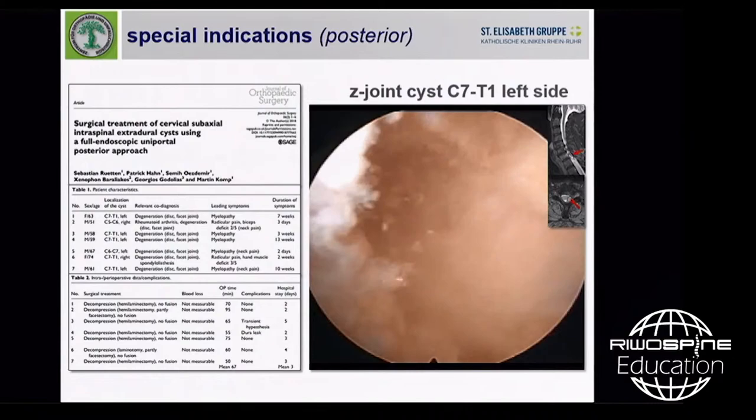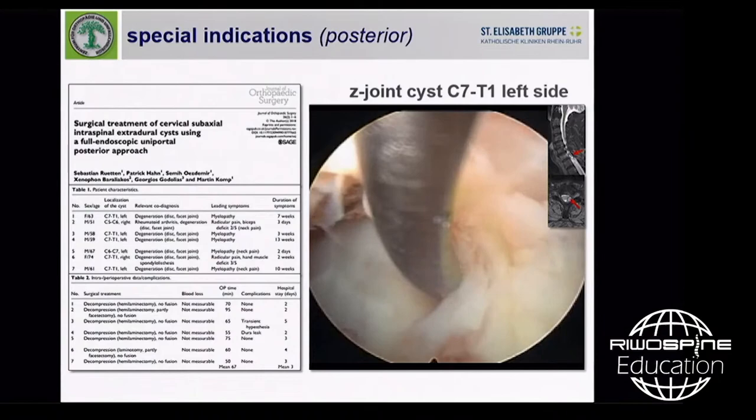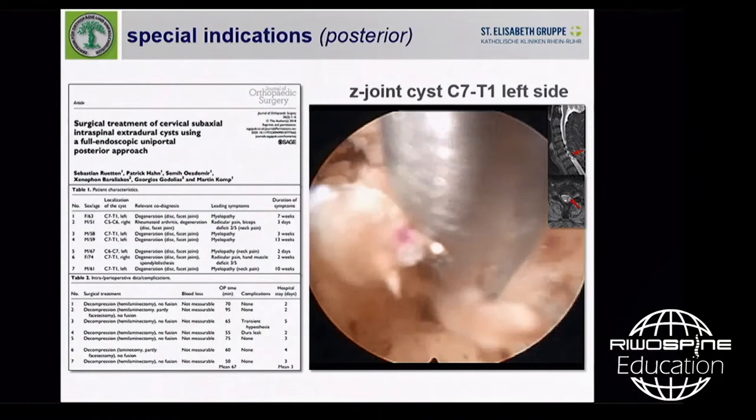The first thing, posterior approach, is here a hemilaminectomy of C7. You see, that's the medial part of the C7 lamina. The rest is resected. That's the dura here of the cervical myelon. That's the cyst. So the cyst is completely resected.